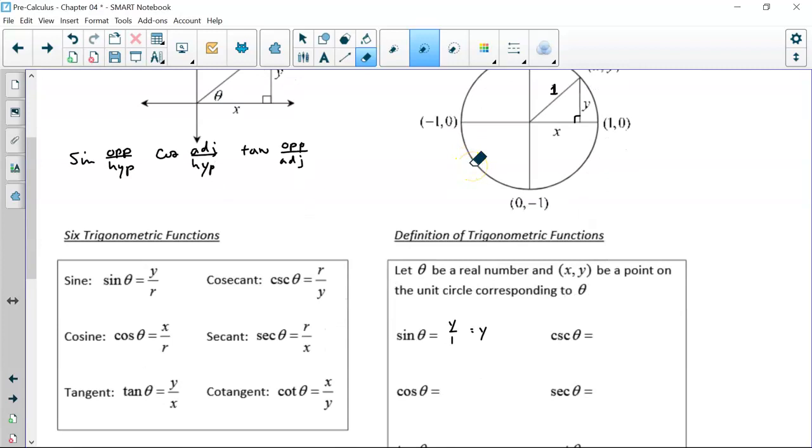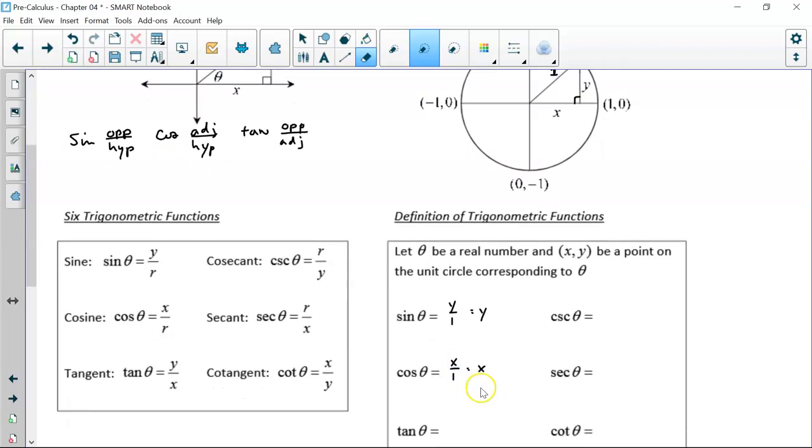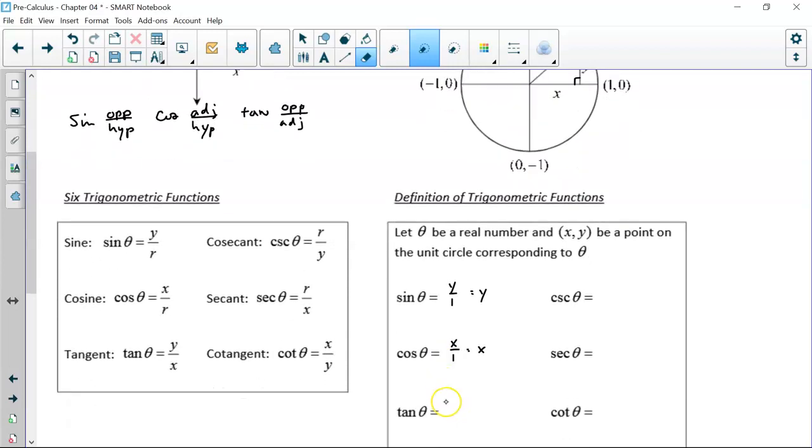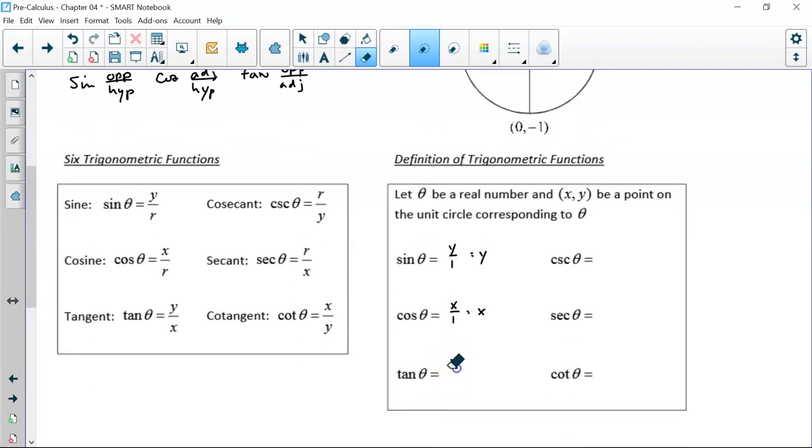The cosine would be the adjacent x over the hypotenuse, which is 1. So the cosine of theta is going to be our x coordinate. And our tangent of theta is going to be the opposite over the adjacent. It's going to be y over x. Keep in mind, x cannot equal 0.